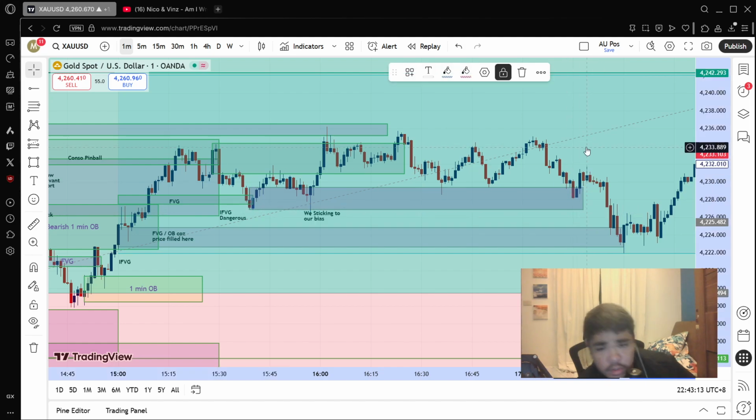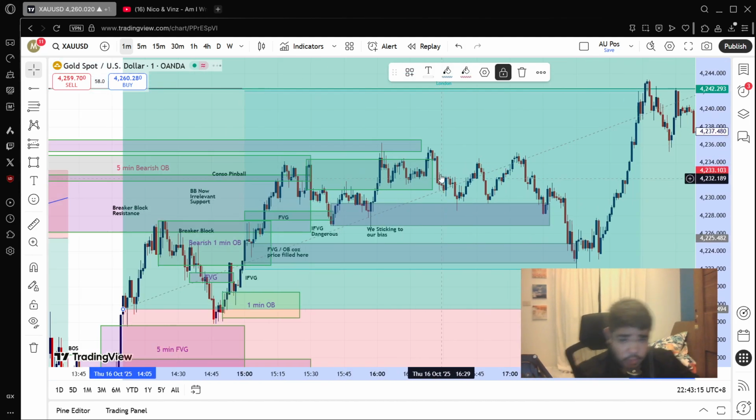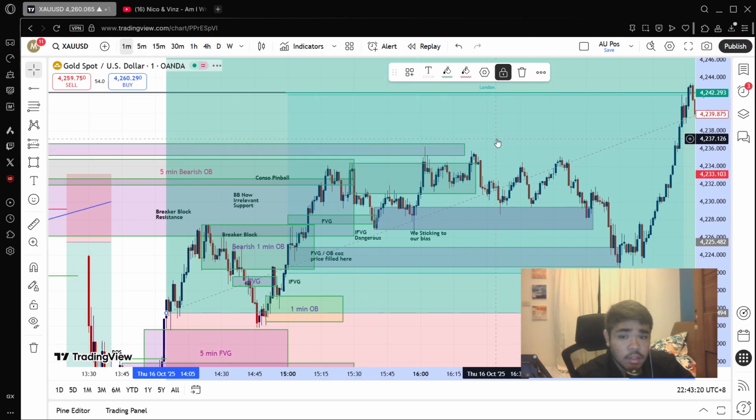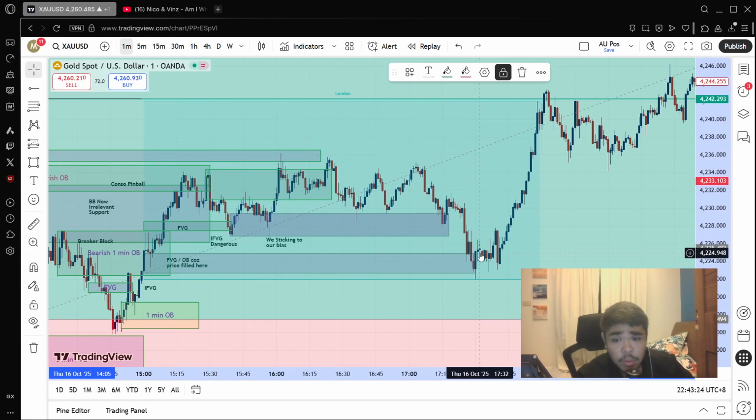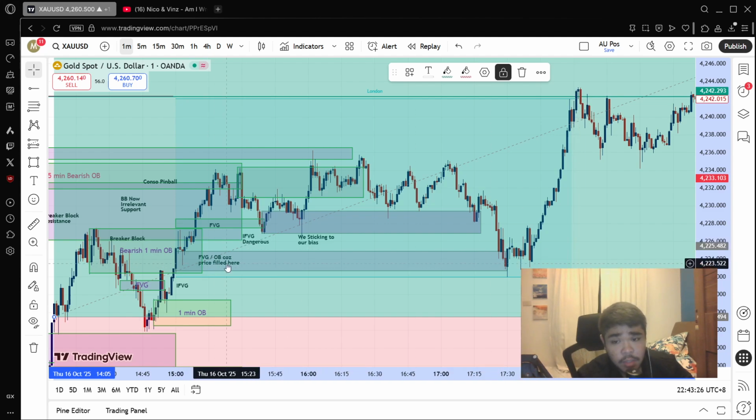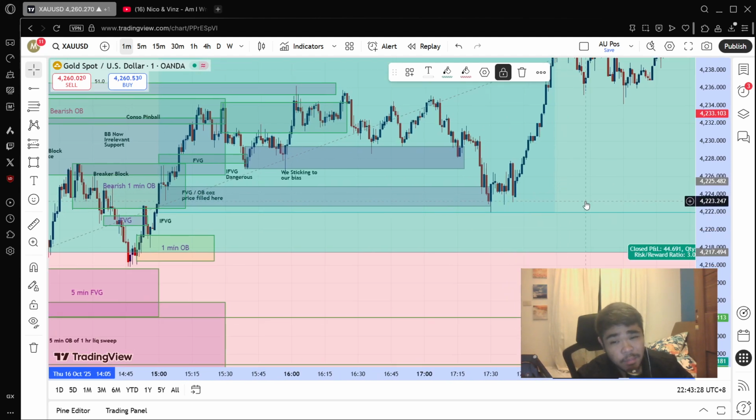You can see price then went into this and consolidated because of this ceiling, or resistance, right here, and because of the support right here. But it did break here because there was this fair value gap order block. I did something wrong here, to be honest.